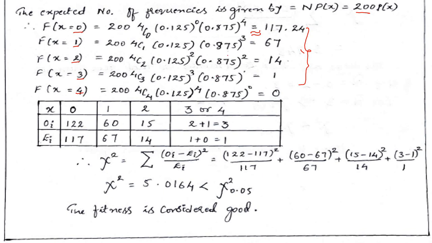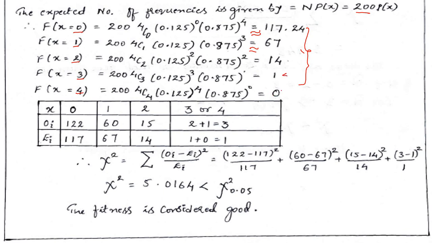This is also an approximate value, 67. The approximate value at x equal to 2 is 14. The approximate value at x equal to 3 is 1. When x equal to 4, I have got the value as 0.04, so I have considered the approximate value as 0.